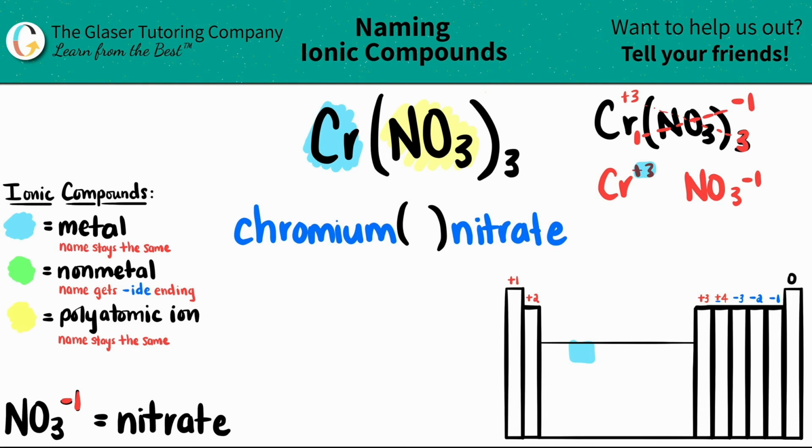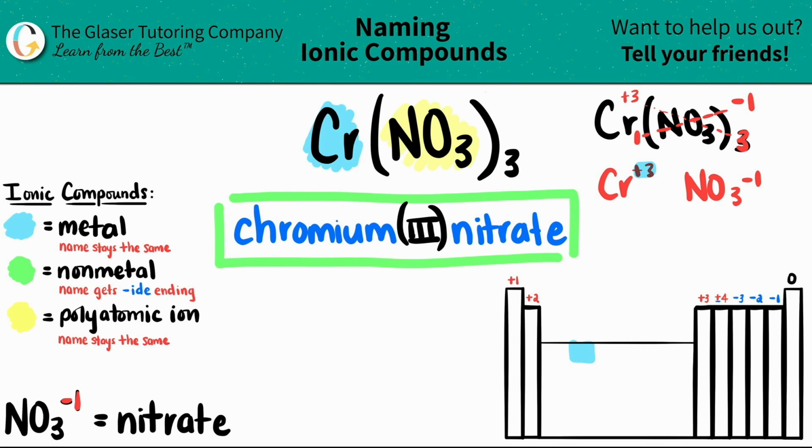So all I have to do is just say that there was a 3 here. 1, 2, 3. We don't have to put plus or anything because it's assumed that metals have the positive charge. And you're done. This is the name of the ionic compound. So CrNO3 is chromium 3 nitrate.